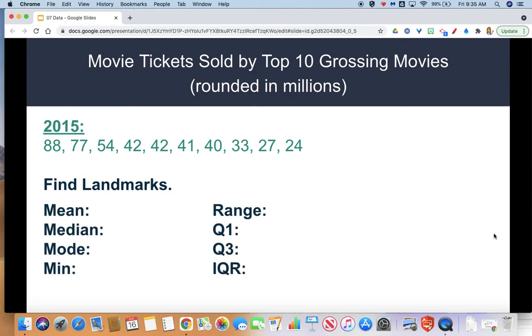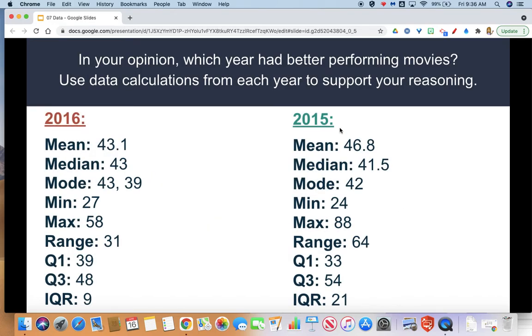Let's look at these answers. So on 2015 answers over here on the right, we had a mean of 46.8, median of 41.5, 42 was our mode, min was 24, max was 88, range was 64, Q1 was 33, Q3 was 54, and IQR was 21. So in your opinion, which year had better performing movies? Use our data calculations from each year to help support your reasoning.